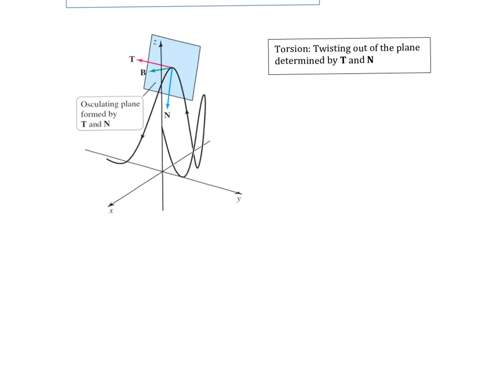Now, this diagram kind of describes what I was talking about, where your torsion, which you need your binormal vector for, is sort of this twisting out of the plane determined by the tangent and the normal vectors. So we have movement in our plane determined by the normal and the tangent vector.